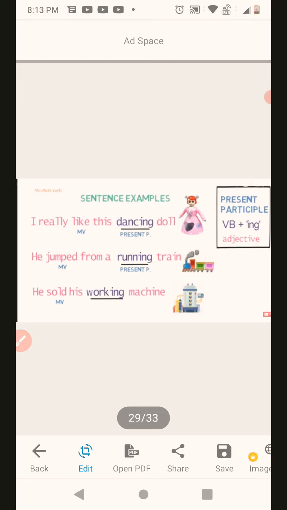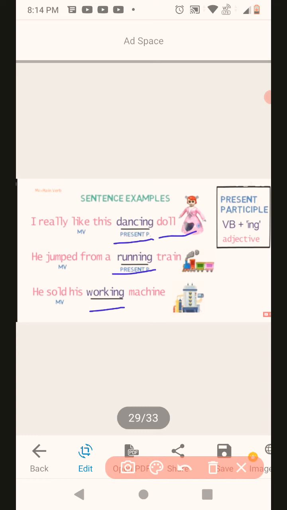Children, present participle formation is verb 1 plus ing, and they function as adjectives here. So see children, here it is verb 1 plus ing, verb 1 plus ing, and verb 1 plus ing. So let us see whether they are functioning as adjective or not. I really like this dancing doll. So here children, dancing is working like an adjective because it is qualifying the noun doll.